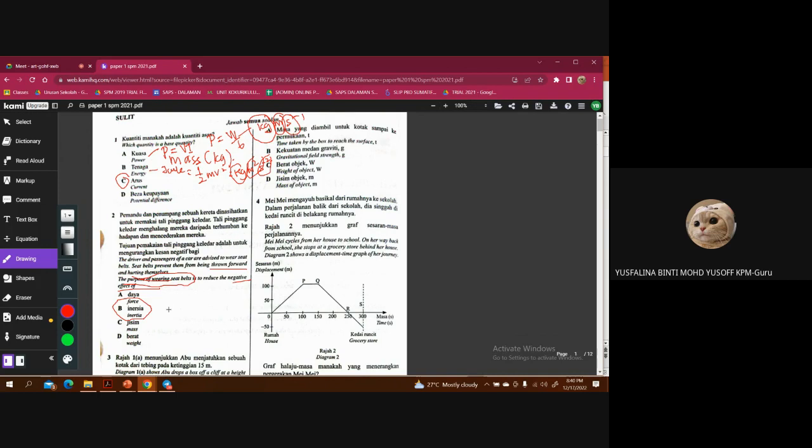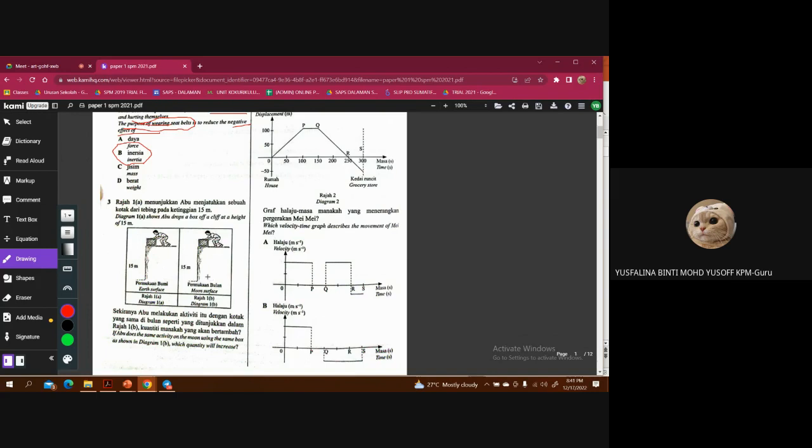So for this one, we have a seat belt. When the car stops, what will happen to you? Of course, the car will stop, but your body will still want to move forward. So the seat belt will push your body back. That is actually the inertia.